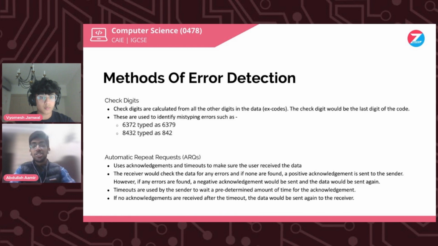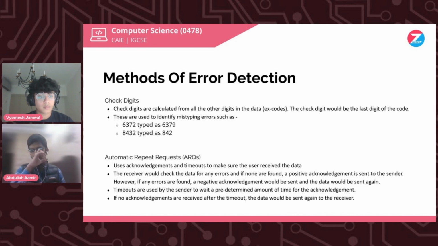Another thing that we could do is check digits. So check digits are calculated from all of the digits in the data, for example, which are XOR, and the check digit will be the last digit of the code. These are used for mistyping errors such as 6372, which can be written as 6379. For these types of errors, check digits are used. So we just have a digit at the end of the data, and that is calculated by a specific method, which we will be discussing later on.